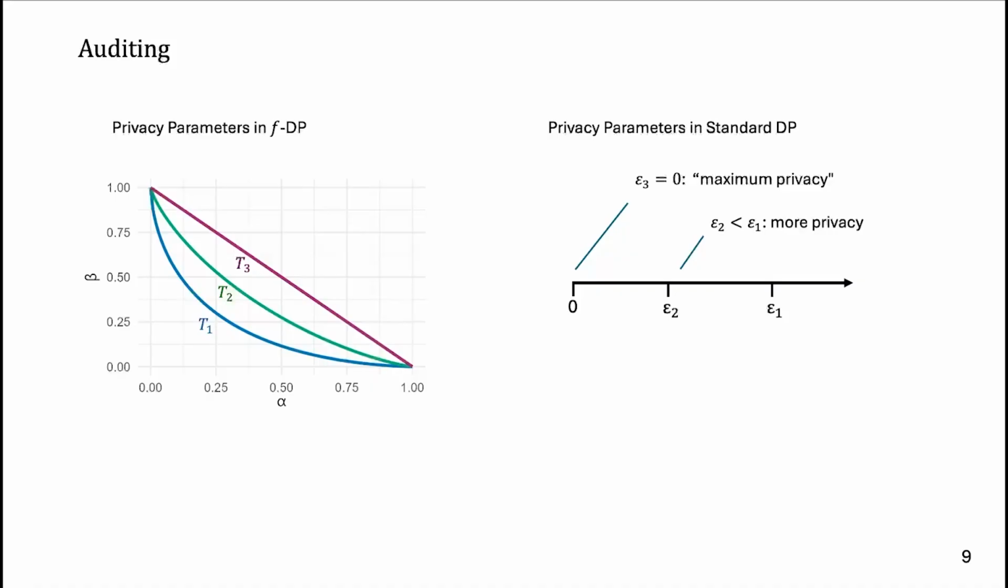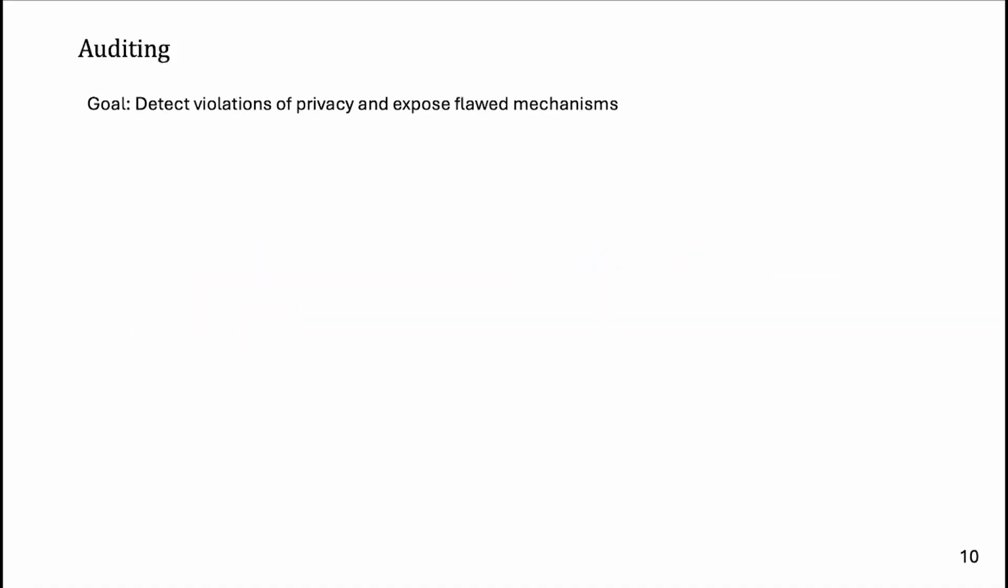In FDP, our privacy parameters behave a little differently. Here, larger trade-off curves will indicate more privacy. So T2 will indicate more privacy than T1, and the trade-off curve that is equal to 1 minus alpha will indicate the maximum amount of privacy that can be achieved in the FDP setting. The goal of auditing is to detect privacy violations and to expose flawed mechanisms in the process.